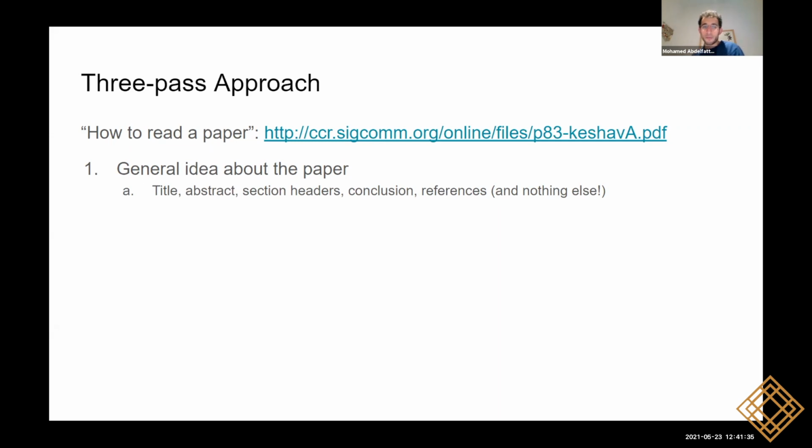And so in the first pass of reading the paper, actually, before I get into this, any comments or questions so far? Pause for 5 seconds. Yeah, okay, maybe not yet.